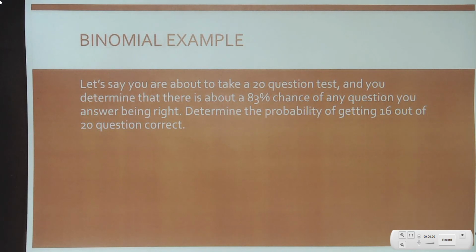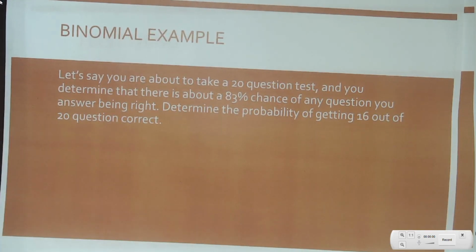Alright, so binomial. Let's say you are about to take a 20-question test, and you determine that there is about an 83% chance of any question you answer being right. Determine the probability of getting 16 out of 20 questions correct.